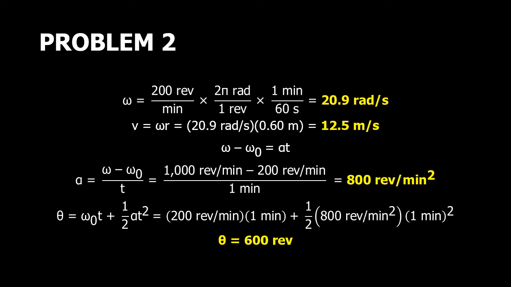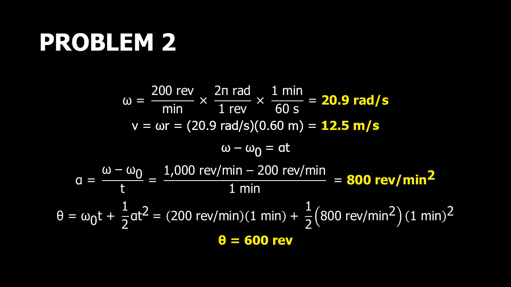So, we multiply it and we will now get 12.5 meters per second. And that is the linear speed of the flywheel. So, yon. So, di ba mabilis lang or madali lang?